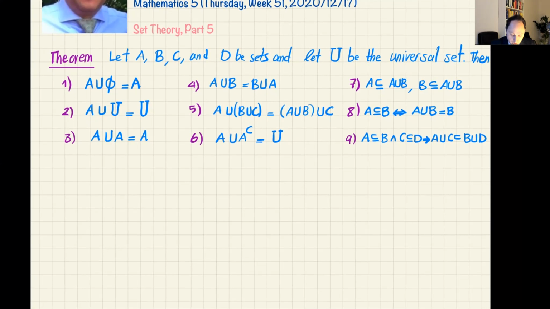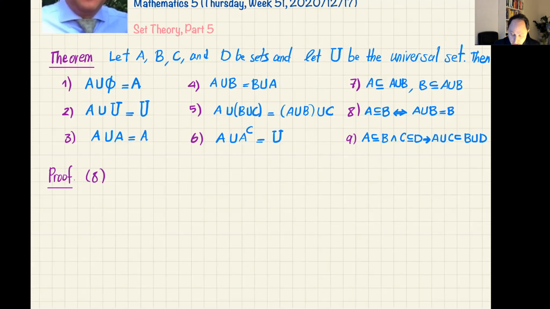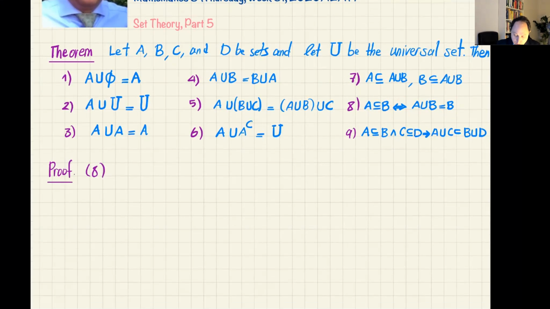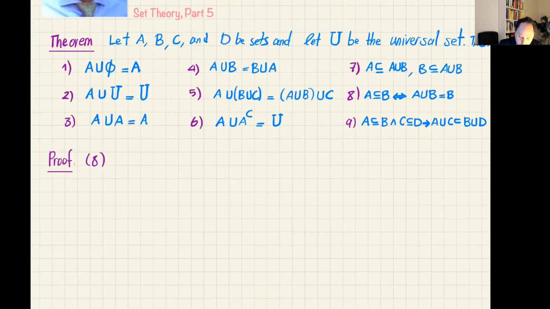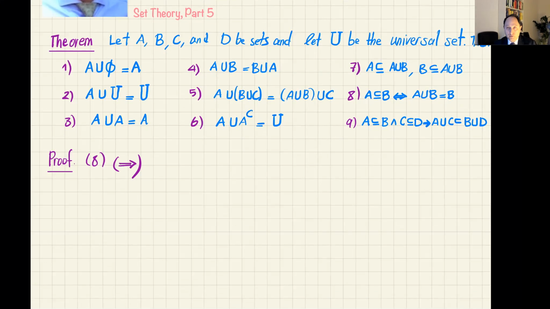But let me discuss this one a little bit. So let us have a proof for that one. So number 8. Because this arrow is double-sided, this is actually not one problem, it's two problems. So I would say A is a subset of B if and only if A union B is equal to B. Okay, so let us first prove this direction, from the left-hand side to the right-hand side, for this direction of the arrow.